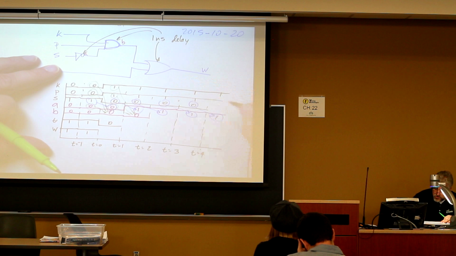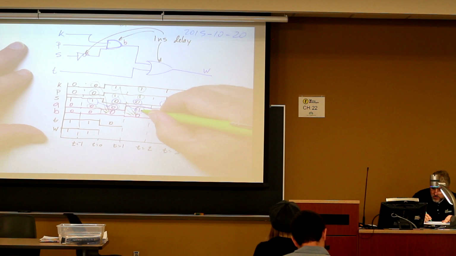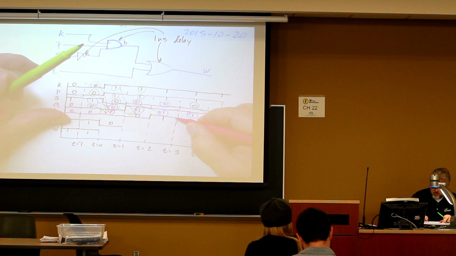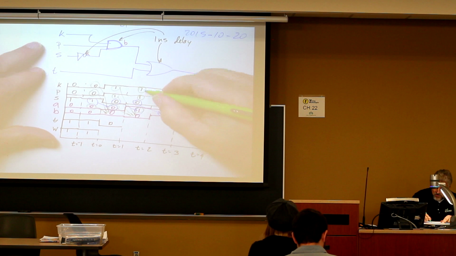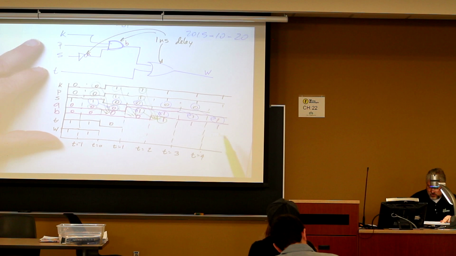Now let's look at the next one. 1 and 1 and 1 now makes this equal to 1, correct? And to be honest, it will remain the same because we'll always have 1 and 1 and 1. So these will remain 1 throughout.